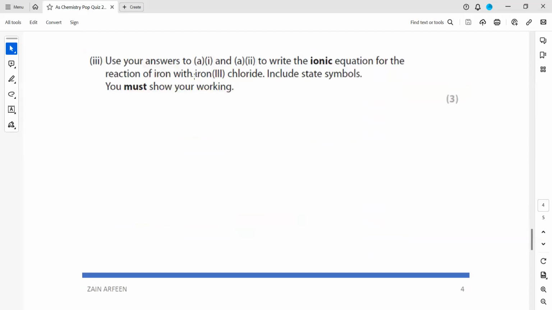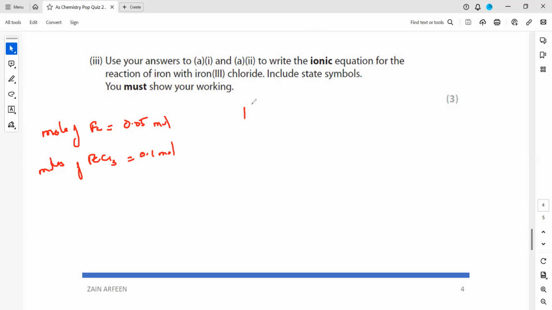Then use your answer to A1. What was our answer? We got the moles of iron, which was 0.05. And the second one, we got the moles of FeCl3, which was 0.1 mole. The question is, use your answers for A1 and A2 to write an ionic equation for the reaction between iron and iron(III) chloride, including state symbols. You must show your working.